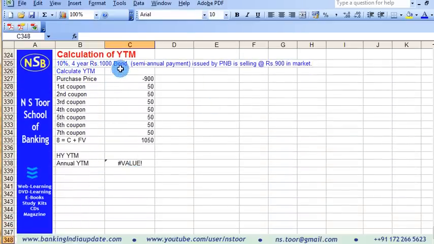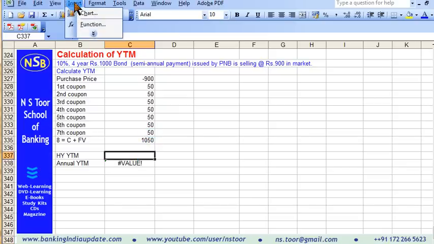A 10% 4-year rupees 1000 bond with semi-annual payment issued by PNB is selling at rupees 900 in the market. Calculate its YTM. Friends, the investor has to spend rupees 900 to purchase this. Then he will be getting a half-yearly coupon of rupees 50 for 7.5 years. So 10% of 1000 rupees, because payment is semi-annual, half yearly, hence 50 rupees will be the coupon amount. In the 8th year, along with the coupon amount, the face value shall be received. This is the cash flow. Now we can proceed with the calculation.